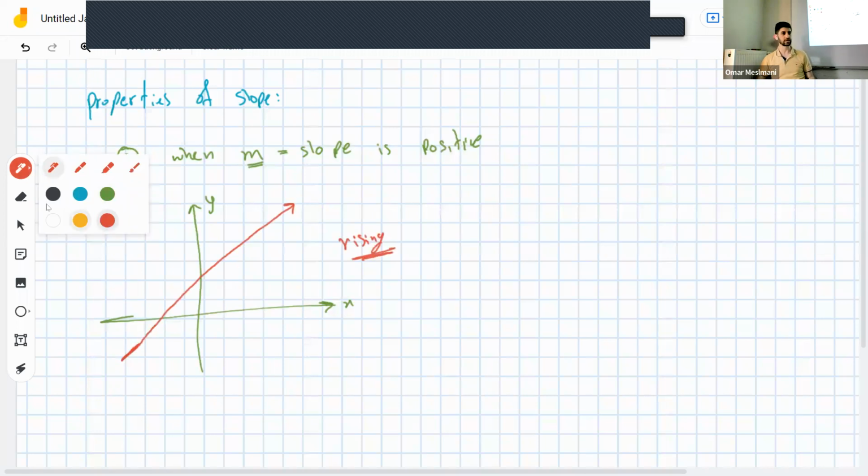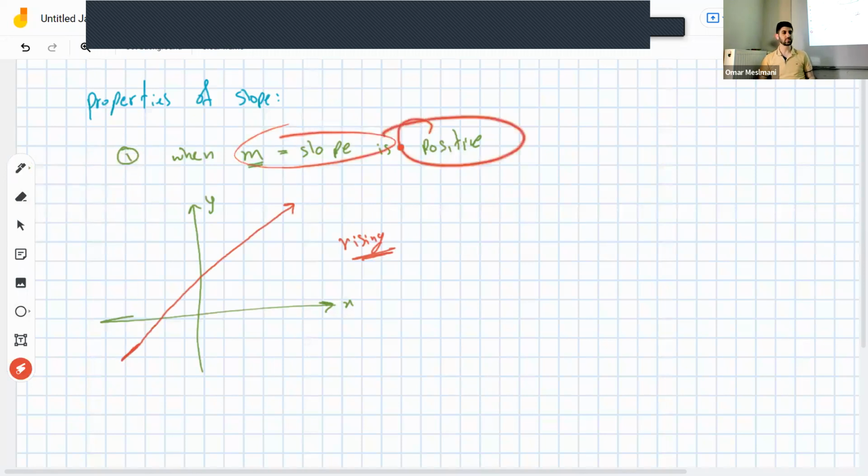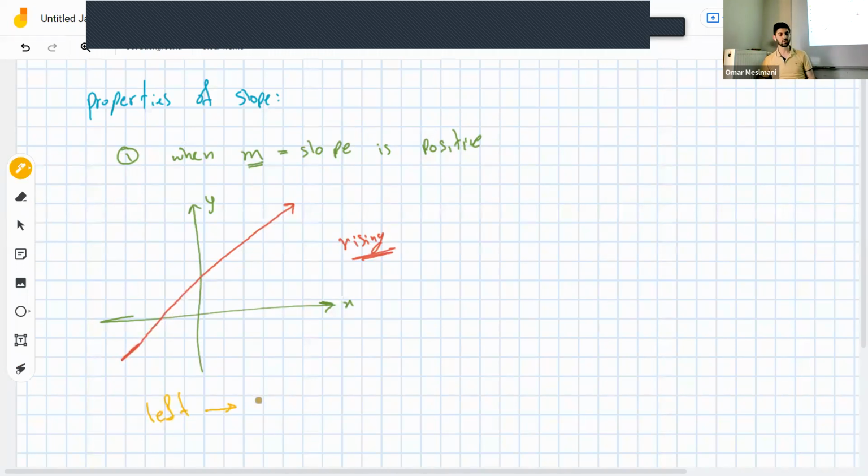So now, as you can see, the slope is positive. When your slope is positive, you always check from left to the right. So when you're going from left to the right, is your line going up or down? From left to the right, my line is going up, exactly. So always from left to the right. You can't go from right to left, okay? So from left to the right, my line is going up. So it's rising and the slope is positive.